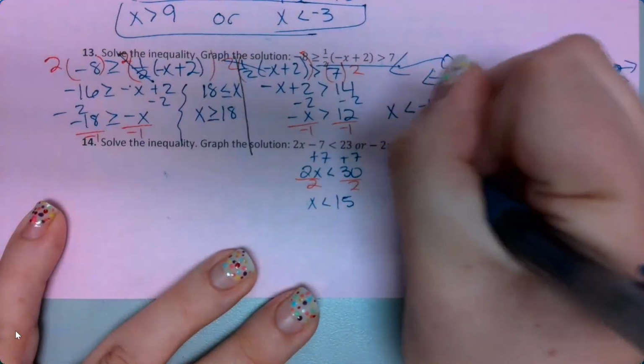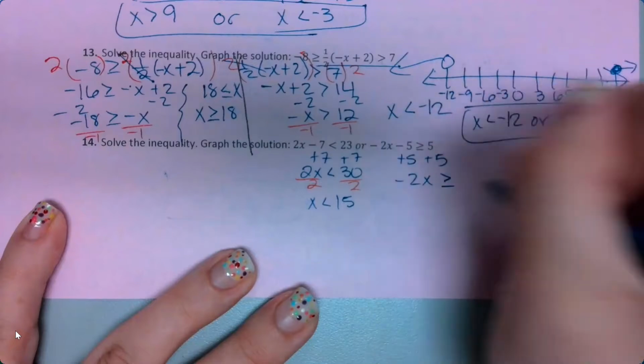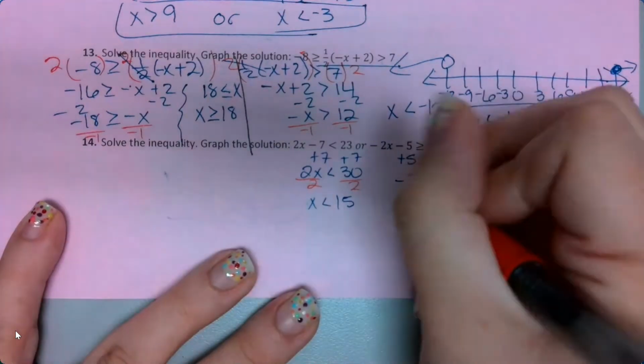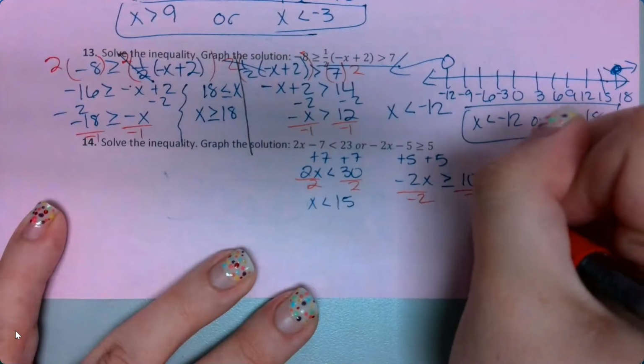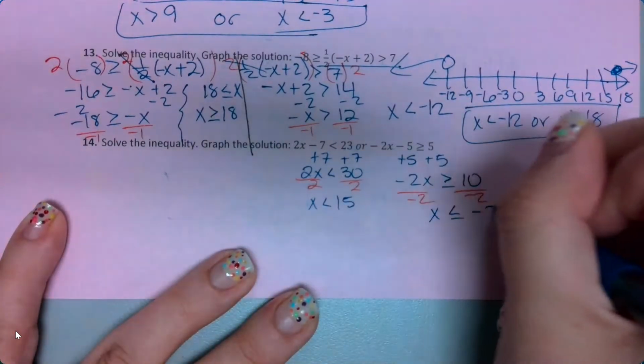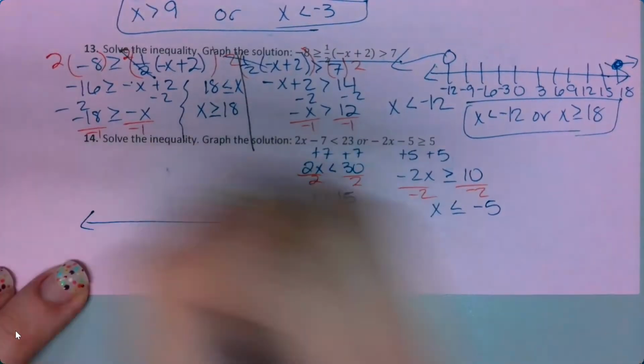Over here, I add 5. I have negative 2x is greater than or equal to 10. I want to divide both sides by negative 2. I have x is less than or equal to negative 5. So I want to graph this on my number line again.